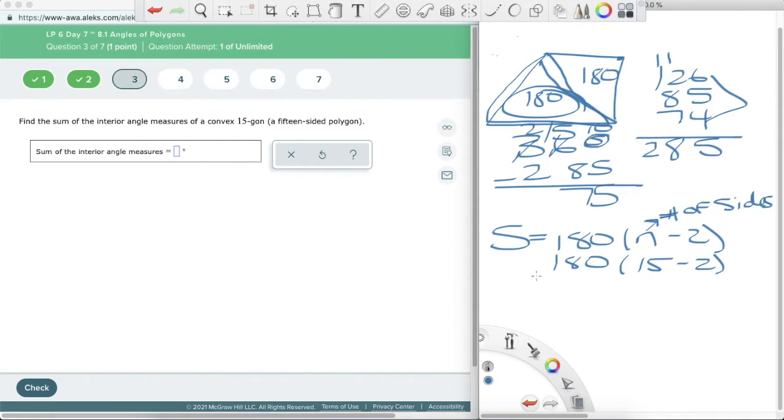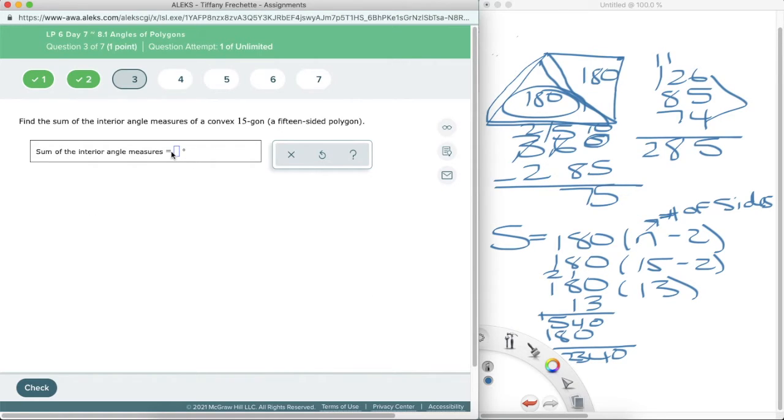So we have 180 times 13. I'm going to stack that 13 really quick because that's easier for me to multiply. So that's 24, then 3, 4, 5, and then 0, 8, and 1. Whoops, I don't know why I did that. Grab one of the tools there. So that's 8, 9, 10, 11, 12, 13, and 2. So 2,340 degrees total. That's not one angle, that's the sum of the interior angles, all of them put together.